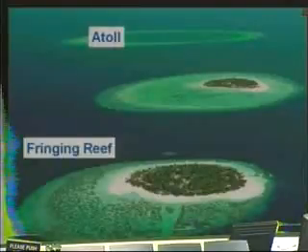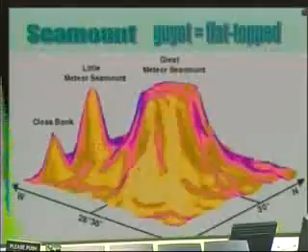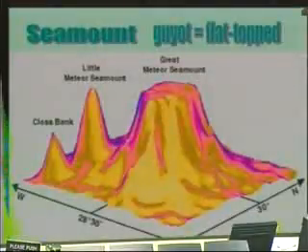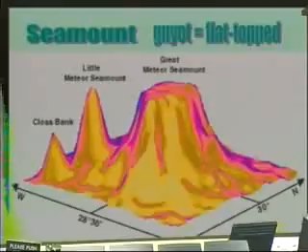With the island, it's got a fringing reef on it. When there's no island, it's an atoll. When it's below sea level, it's called a seamount, a guyot. A flat-topped seamount is a guyot. If it's still pointy, you can call it a seamount.